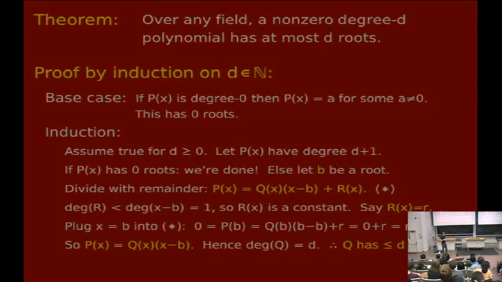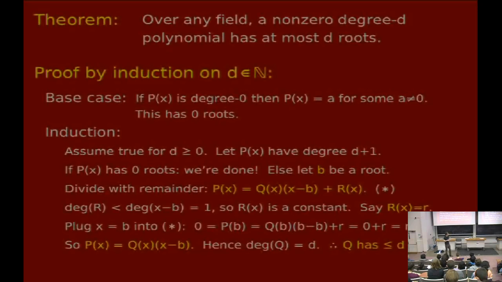Now p of x had degree d plus 1, and we've just written it as some polynomial q times a degree 1 polynomial. So if you think about it for 10 seconds, you'll see that that means q of x must have degree d. Because this has something times x to the d plus 1 in it, so this needs something of the form x to the d to multiply against this x.